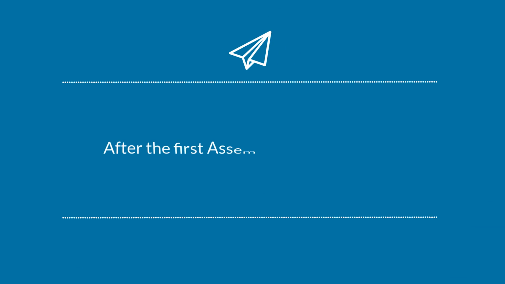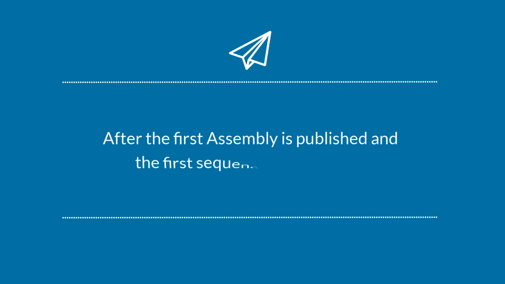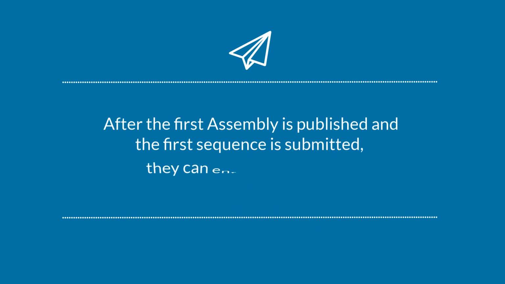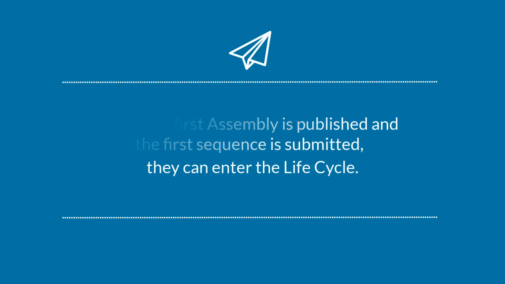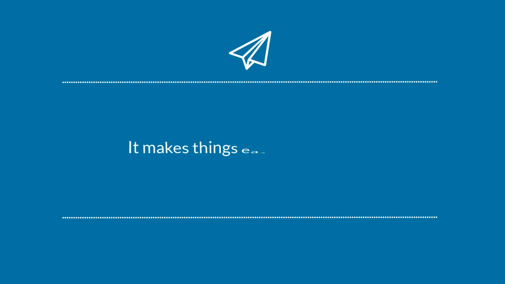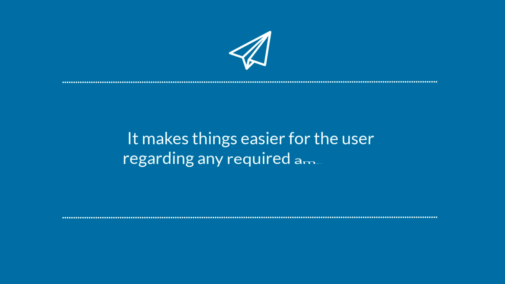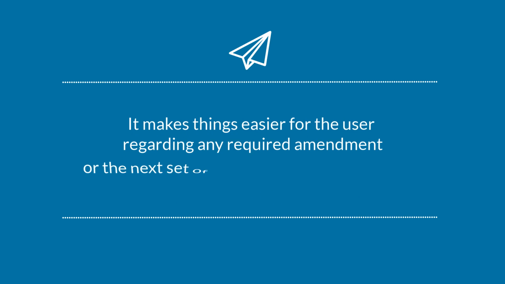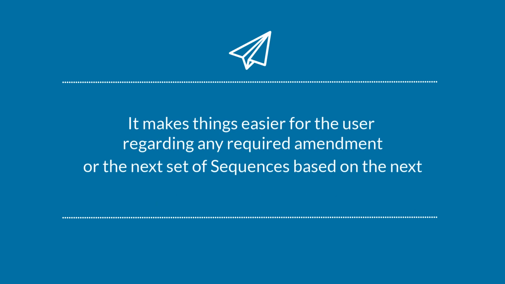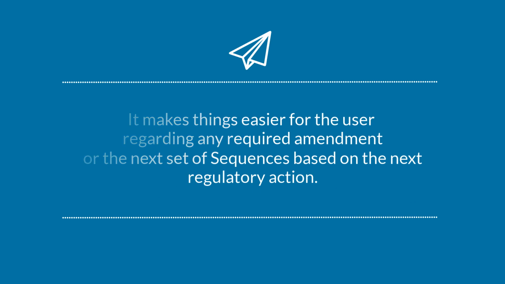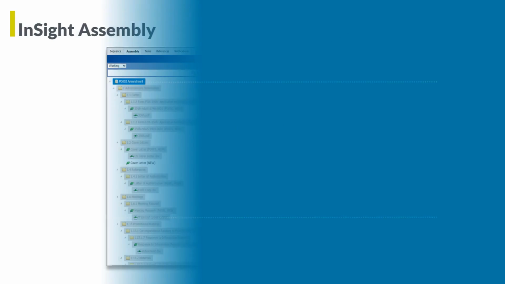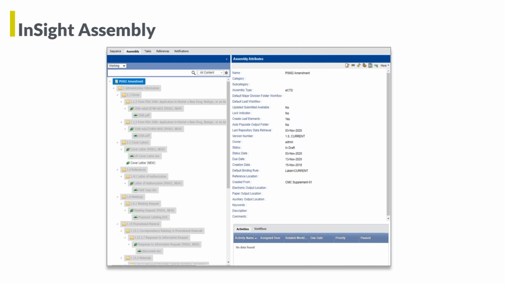After the first assembly is published and the first sequence is submitted, we can enter them into the life cycle, which makes things easier for the user when it comes to any required amendments, or the next set of sequences based on the next regulatory action. In our case here, we see that this is an amendment sequence, the second in our sequential order, starting back at 0001 for the United States.